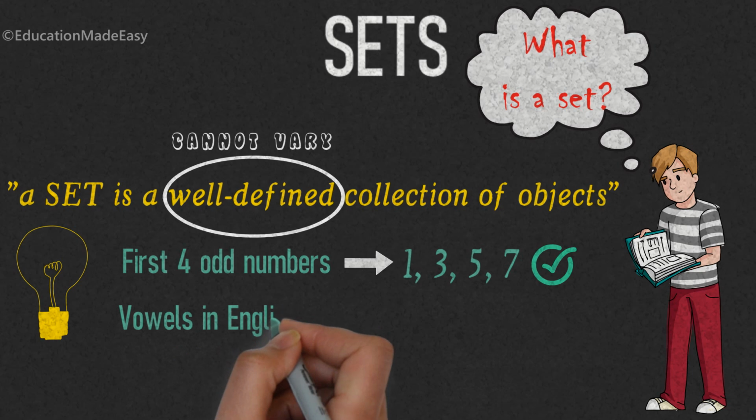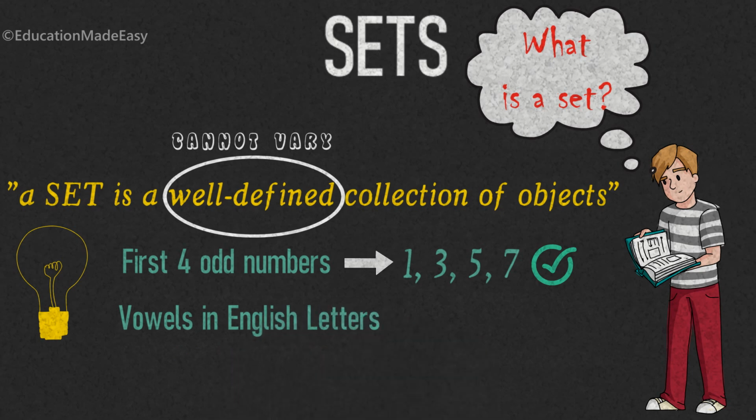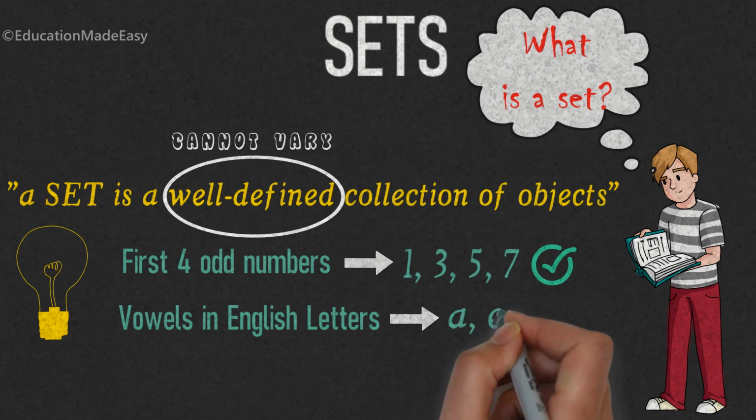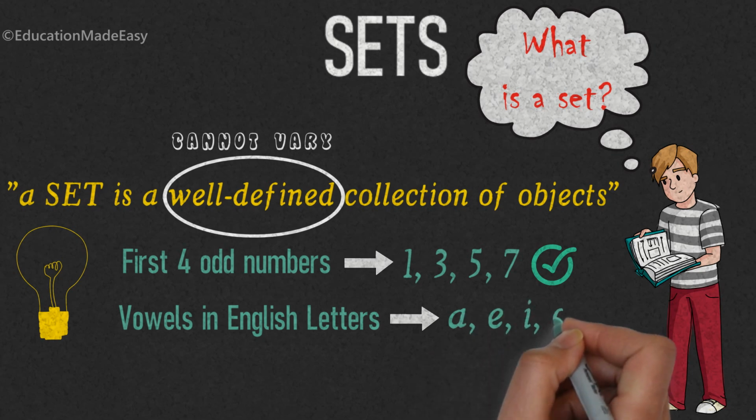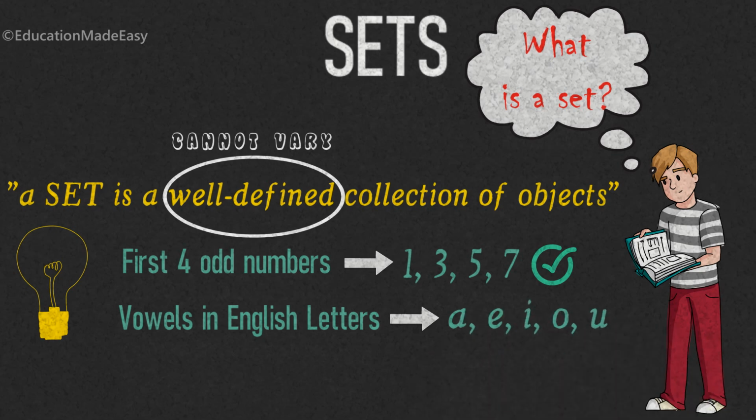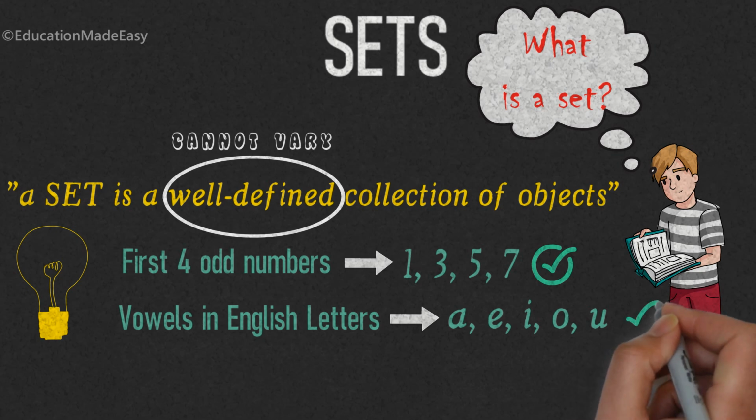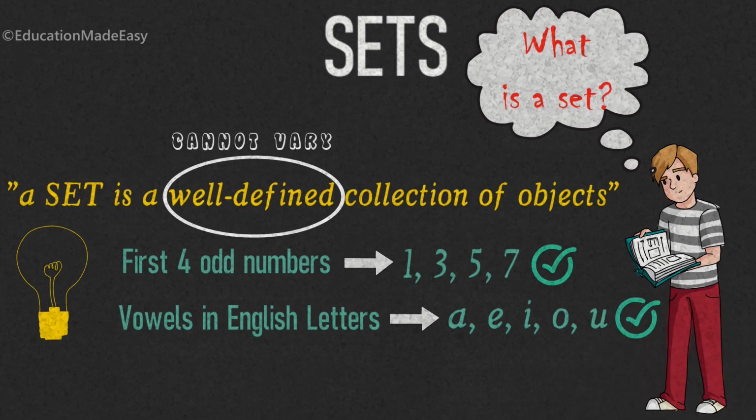Next, consider the example, vowels in English letters. The vowels in English letters are A, E, I, O, U. This is also well defined because, whatever happens, vowels in English letters will always be A, E, I, O, U. Therefore, this also can be considered as an example for a set.